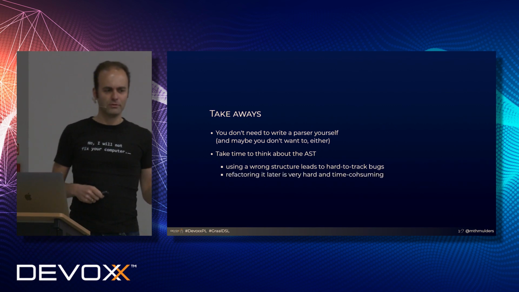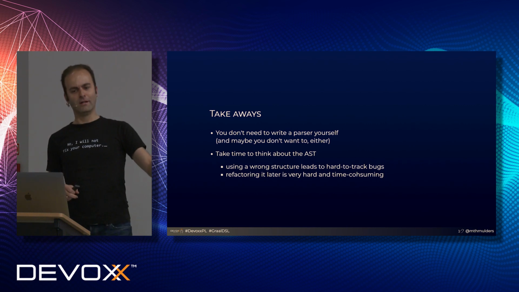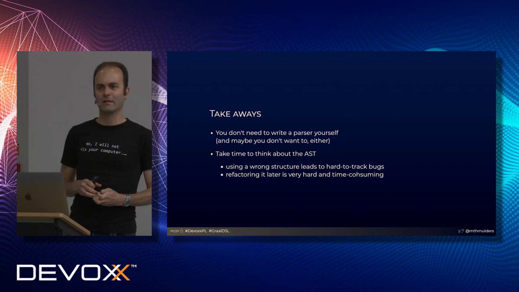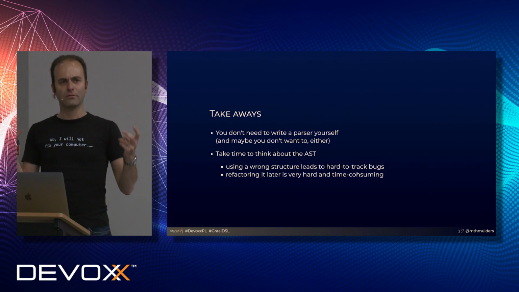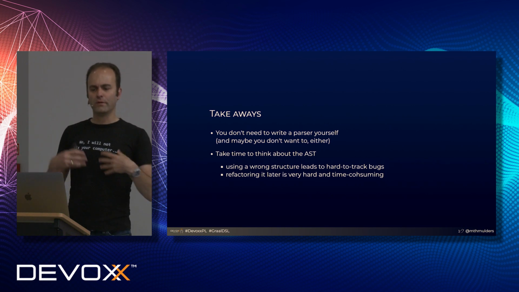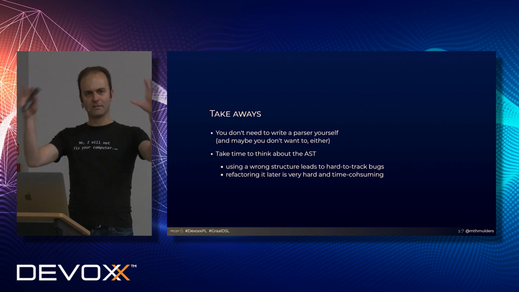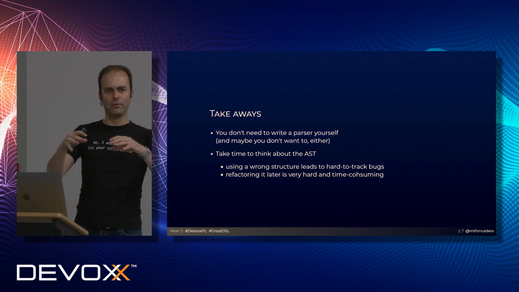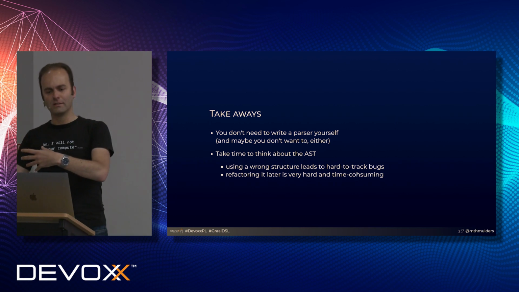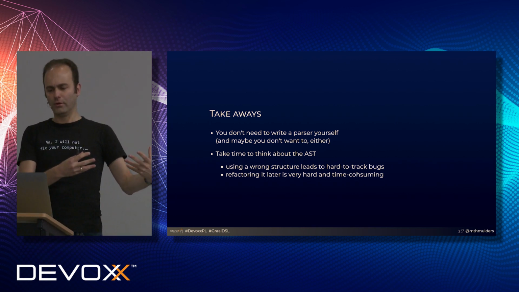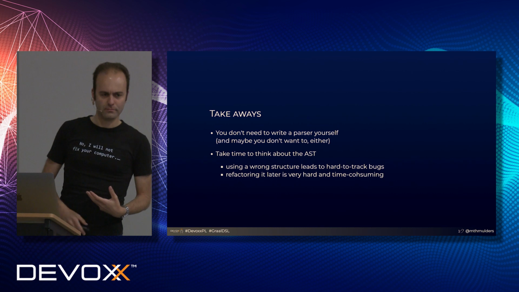And the second reason why you should do that is that if you have a bug in your AST design and the nodes do not do what they should do, it's very hard to refactor the structure of the AST later on. As I said, it's a tree-like structure, and if there's fundamental flaws in how you designed the tree, it's hard to refactor that later on, and very time-consuming.